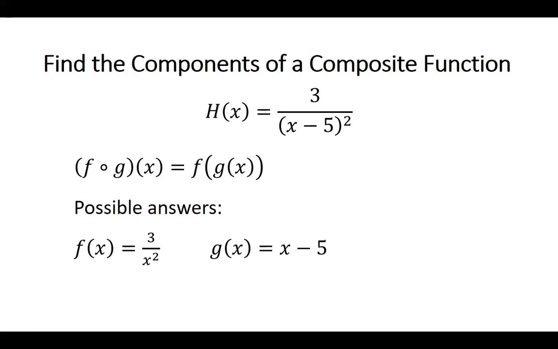But that's not the only possible answer. Another possible answer could be, what if I said f of x is 3 over x? Then g of x could be x minus 5, the quantity squared.